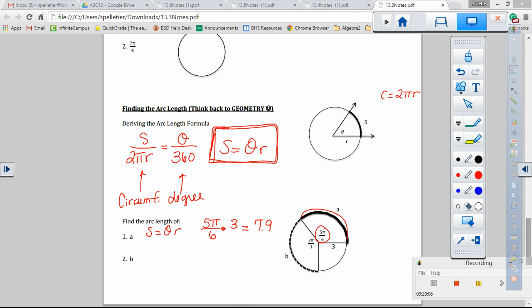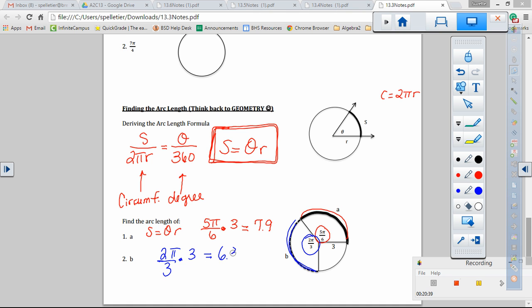When we want the length of the arc, we usually give it in decimal form as opposed to just leaving it in fraction form with pi in it. We're going to do the same thing with b, so I'll do that in a different color. Now I want this one, so I'm using this theta, so I have 2 pi over 3 times the radius, which is 3. Again, on your calculator, 2, hit the pi button, times 3 divided by 3 equals 6.3.